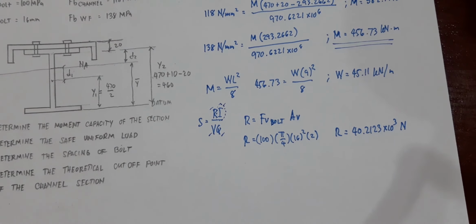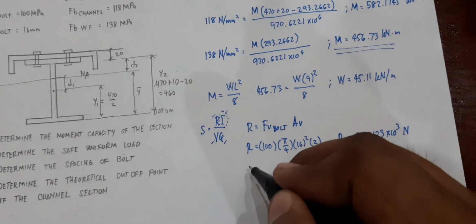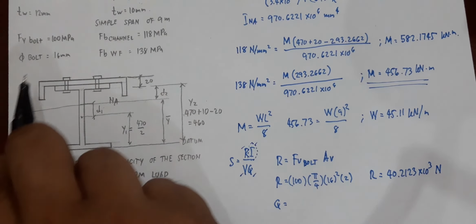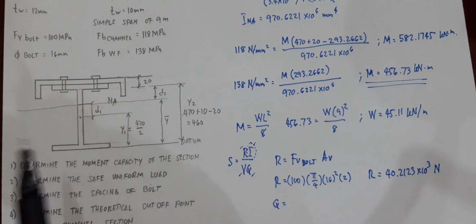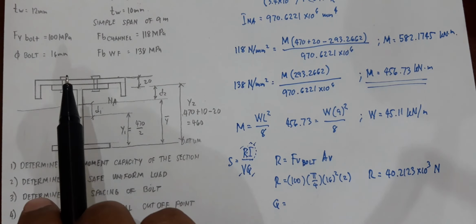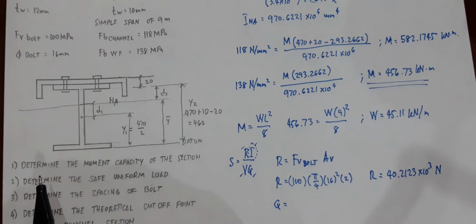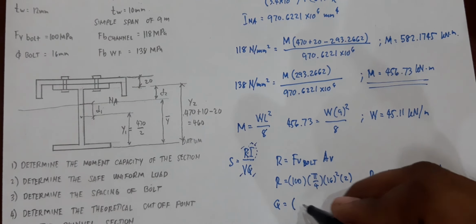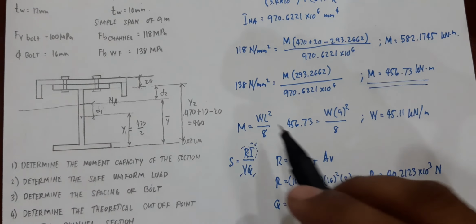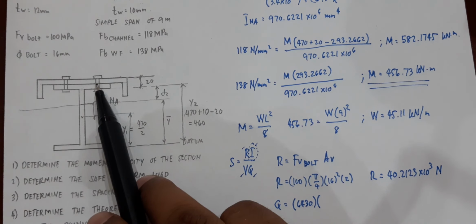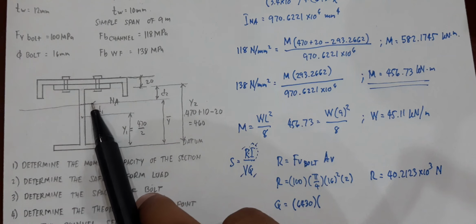Next is your Q. Let's have now Q. Q is the moment of area of your channel only. Why channel? Because it is the section which is connected to your wide flange section. So calculating for Q, you have the area of the channel, that is 6430, multiplied by the distance of the centroid with respect to your neutral axis.